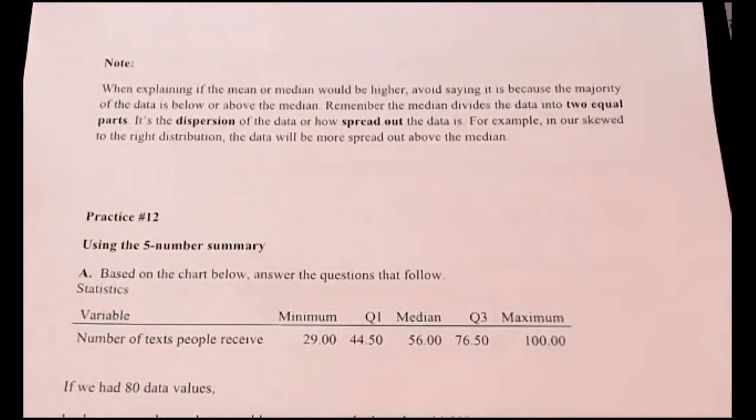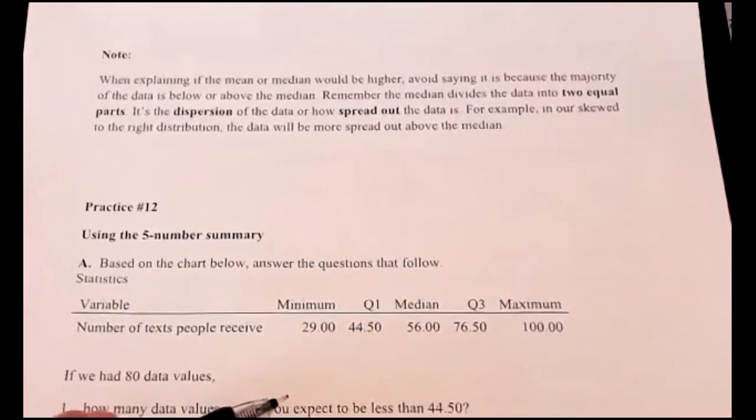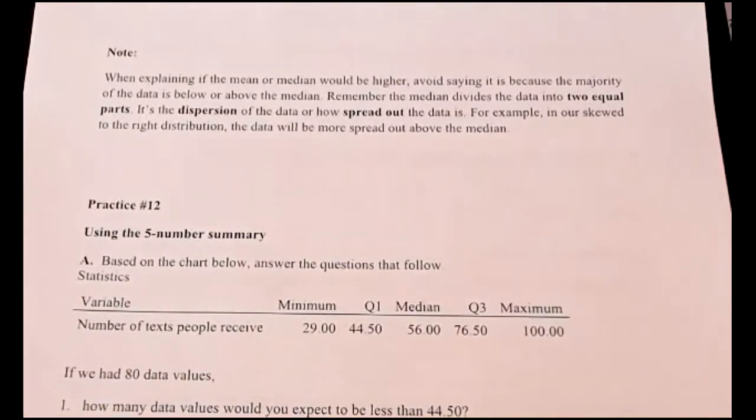Okay, let's go with Anthony. Would you read the note that is there for everyone out loud? When explaining if the mean or median would be higher, avoid saying it is because the majority of the data is below or above the median. Remember, the median divides the data into two equal parts. It is dispersion of the data or how spread out the data is. For example, in our skewed to the right distribution, the data would be more spread out above the median. Thank you so much. Perfect. Keep this in mind as you're answering questions.